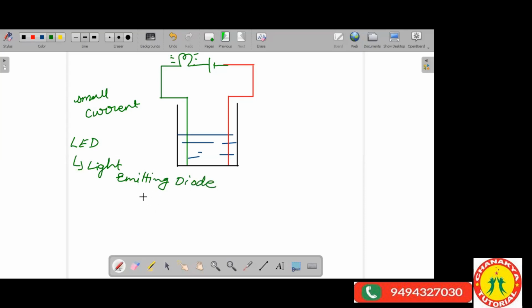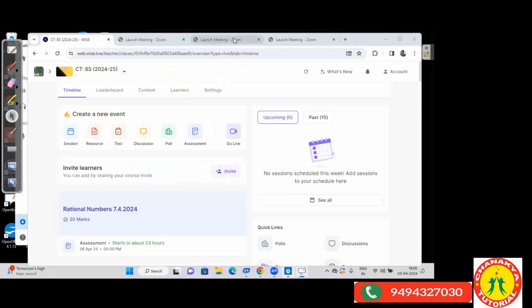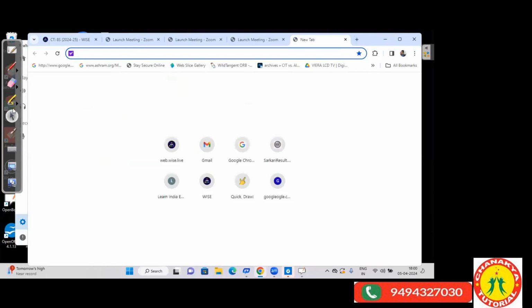LED stands for light emitting diode. So even if there is a small current, the LED starts glowing. I think all of you must have seen an LED bulb. So just now I'll show you one of the LED bulbs, and we will see how that LED bulb works.